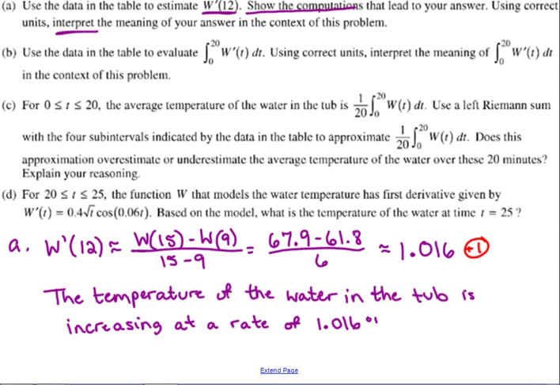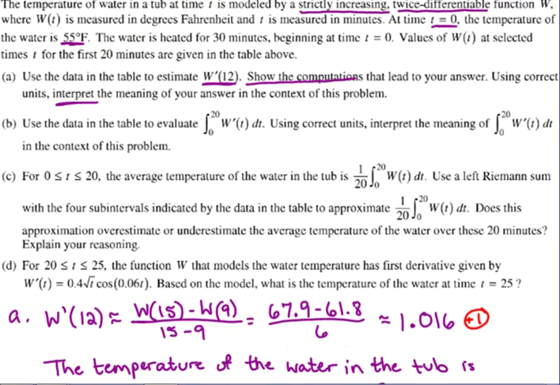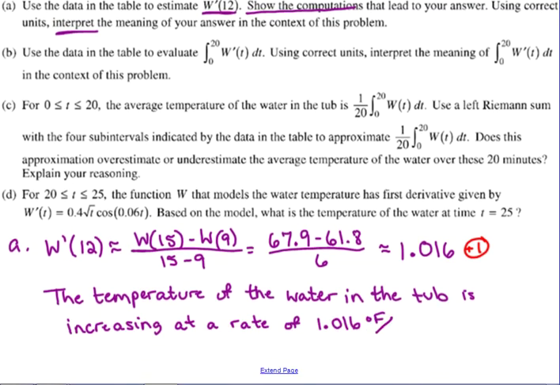So that is the temperature. That's in degrees Fahrenheit. What's our unit of time? Minutes. And you can say at time 12 minutes to be more specific, because that doesn't apply everywhere. That is just at this specific time of 12.